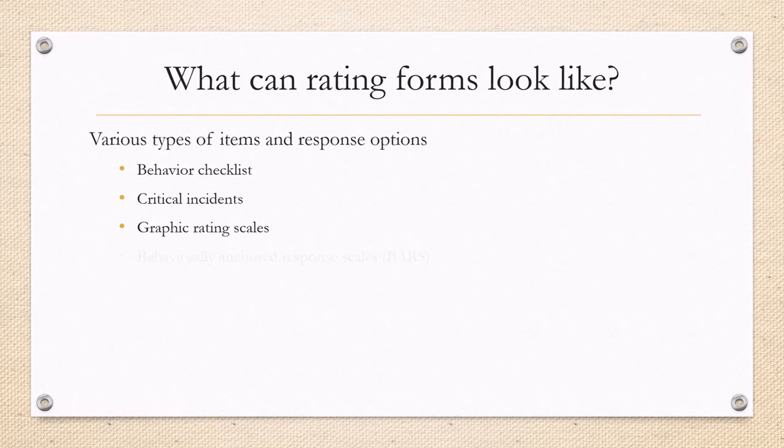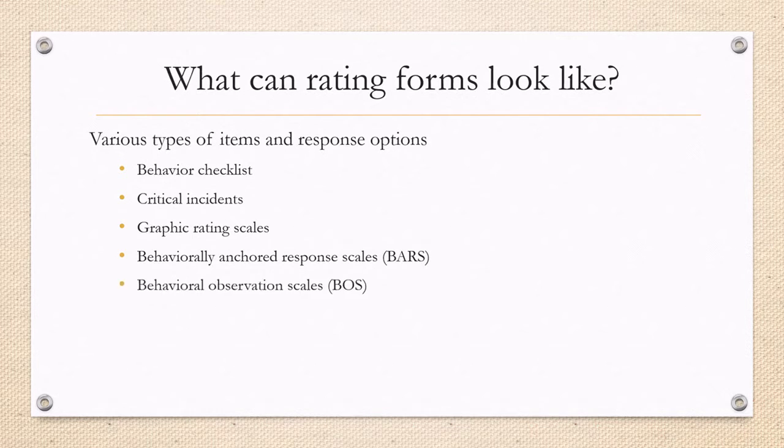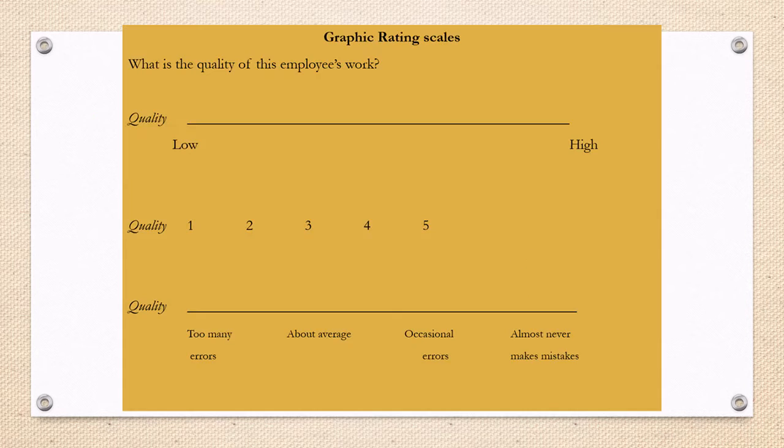Graphic rating scales, which are the most commonly used tool. And I'll show you an example of that in a moment. We have behaviorally based rating forms, which include the behaviorally anchored response scales, or BARS, and behavioral observation scales, BOS. Both of these are the best type of responses to use.